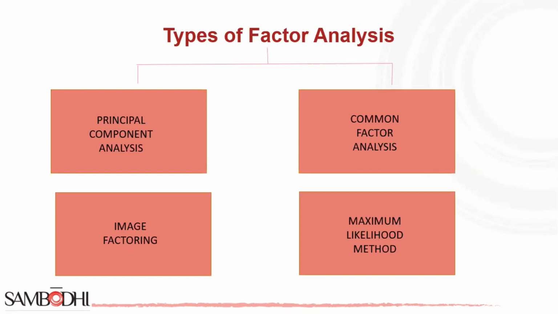It is the most common method which researchers use. It extracts the maximum variance and puts it into the first factor. Subsequently, it removes the variance explained by the first factor and extracts the second factor. Moreover, it goes on until the last factor.